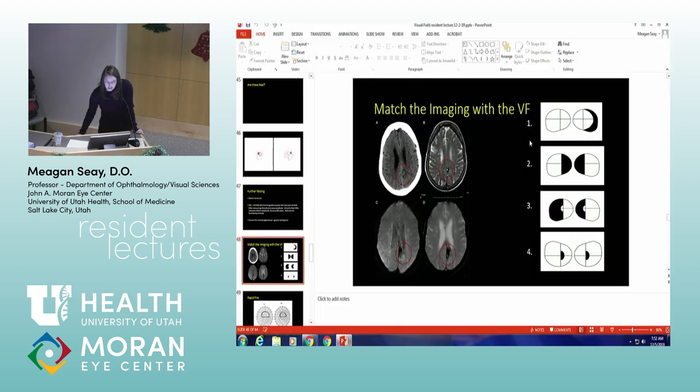So this one, let's go back. We've got some ones and threes. So where is this lesion located? Oh, this is all one. Wait, are they all one lesion? It's all the same. Oh, yeah, they're all the same person, just different sequences. The anterior occipital. Which one are we? On the left.